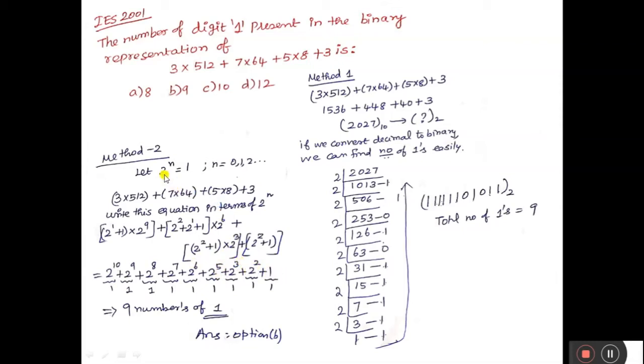So in the beginning I told 2 power 0 equal to 1. So anything, the n value from 0, 1 to anything, 2 power 0 is 1 count. So 1, 2, 3, 4, 5, 6, 7, 8, 9. So total number of 1s in this equation is 9. So option B is the correct one. This question was asked in IES 2001.